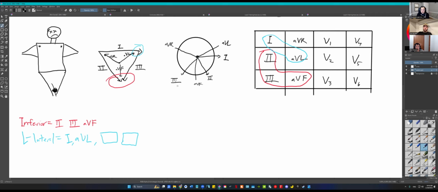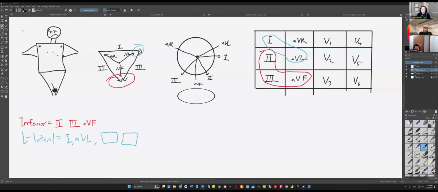And just like a heart at this point, what's at the bottom of the circle? The inferior leads, 2, 3, AVF. What's at the left lateral? Lead 1 and AVL. Do you see how this is all kind of grouped together now? All right, good. Now we get to the precordial leads.